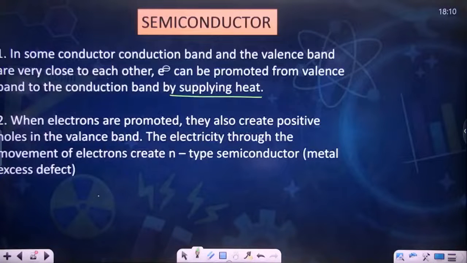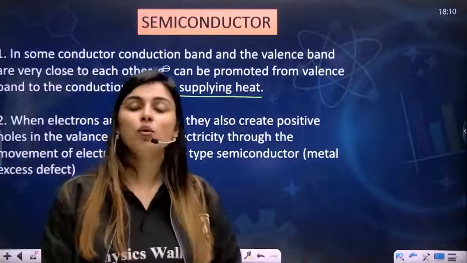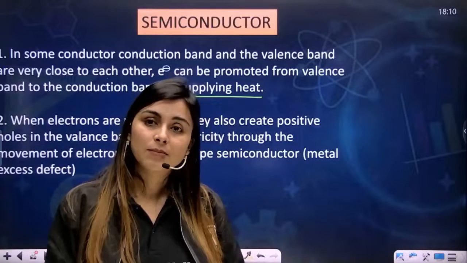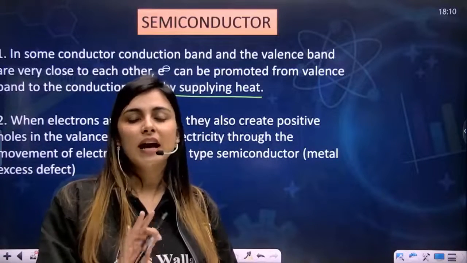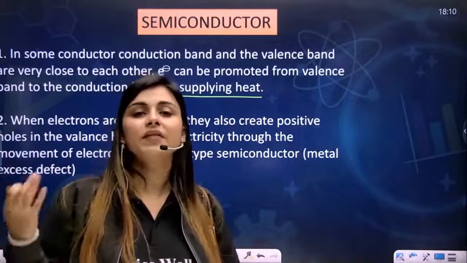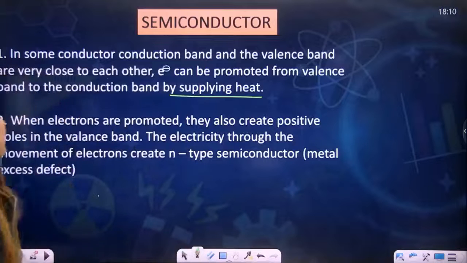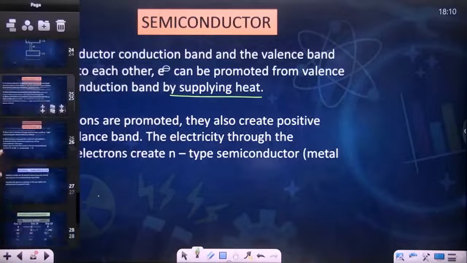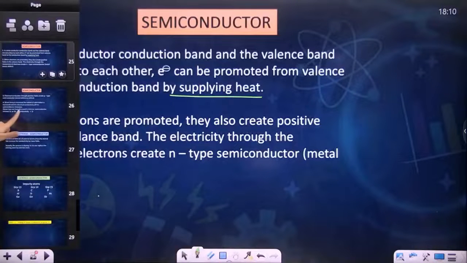The electricity through the movement of electrons creates an N-type semiconductor. Now I'll make you understand what is an N-type semiconductor and what is a P-type semiconductor, but you just need to have an idea that semiconductors do conduct electricity when we apply heat or when we dope them. Okay, perfect. Please write it down. I hope you've written it.